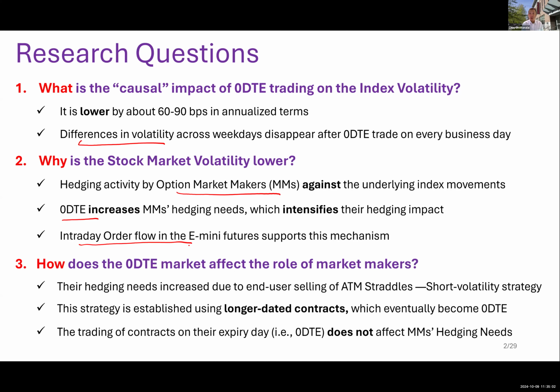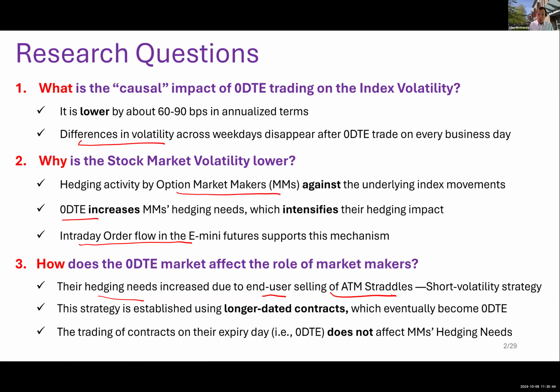Finally, our third research question is about the demand. How is the zero DTE market affecting market makers, and what is the demand driving them to hedge in this way? We show that it's all coming from their hedging needs due to end users selling ATM straddles. By end users, we're talking about institutional and retail investors. They are selling puts and calls at the money, which is a bet against volatility. This is the strategy and demand that explains why market makers have to hedge more.